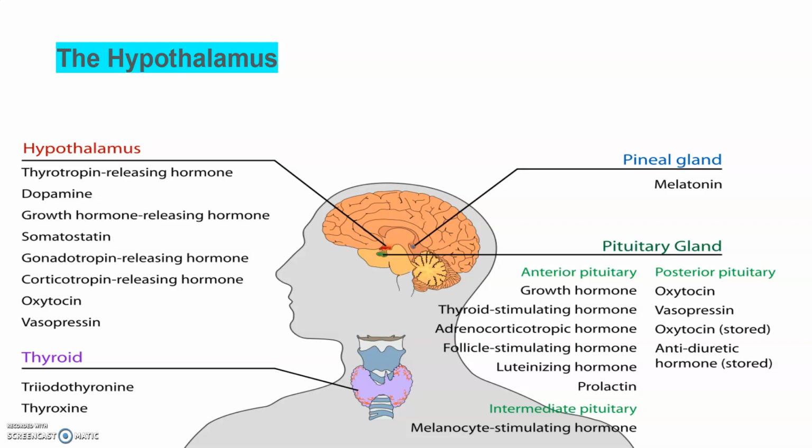Neurohypophysis, pars nervosa, is also known as the posterior pituitary. It stores and releases two hormones called oxytocin and vasopressin. Now these are actually synthesized by the hypothalamus and they are transported to the neurohypophysis.